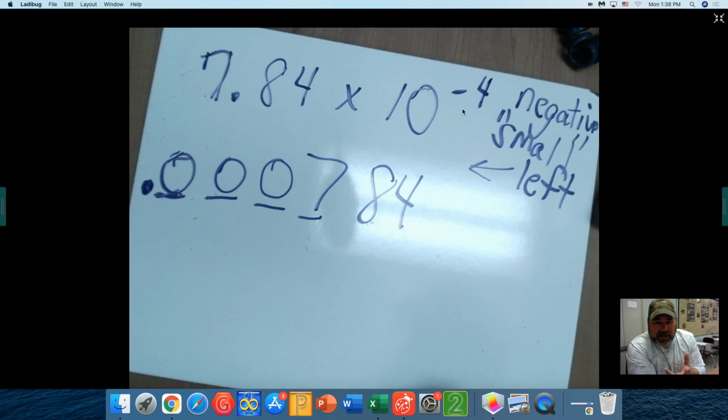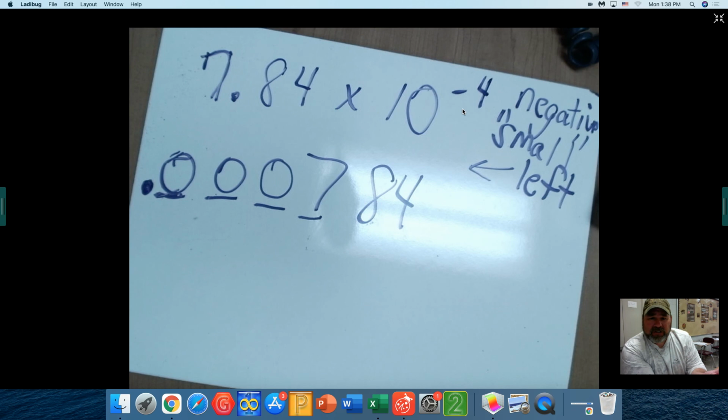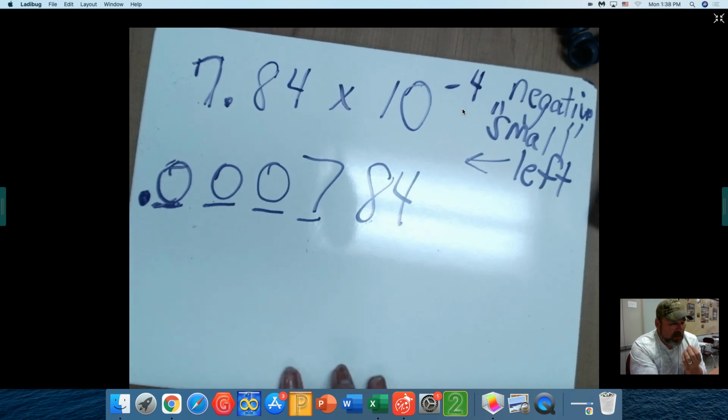And again, look, Ms. Powell said that if it's a negative exponent, see that right there? If the number is going to get smaller, that means move to the left. The decimal moving to the left shrinks the number down. And so 4 places is what your decimal is going to move. And so it ends up being a really, really small number.